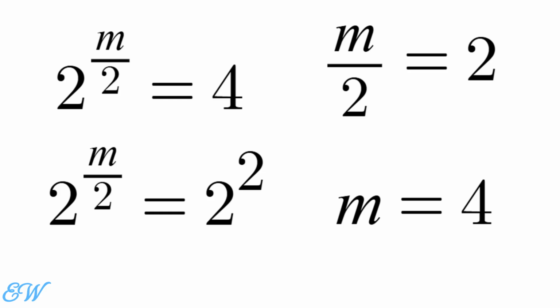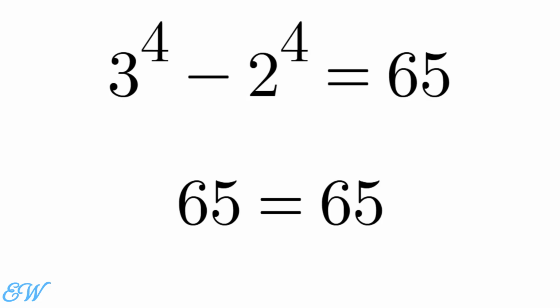So then we just substitute back the original value for y, and we get that 2 to the m over 2 is equal to 4. And by this method, we can get that m over 2 is equal to 2, and that the answer to this equation is that m is equal to 4. So we plug this back into the equation, and then we get that 3 to the 4 minus 2 to the 4 is equal to 65, which is 81 minus 16, and this means that we have gotten the correct solution.